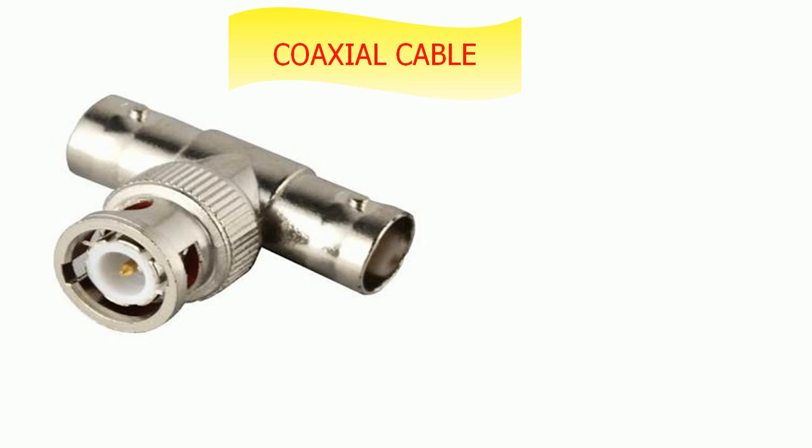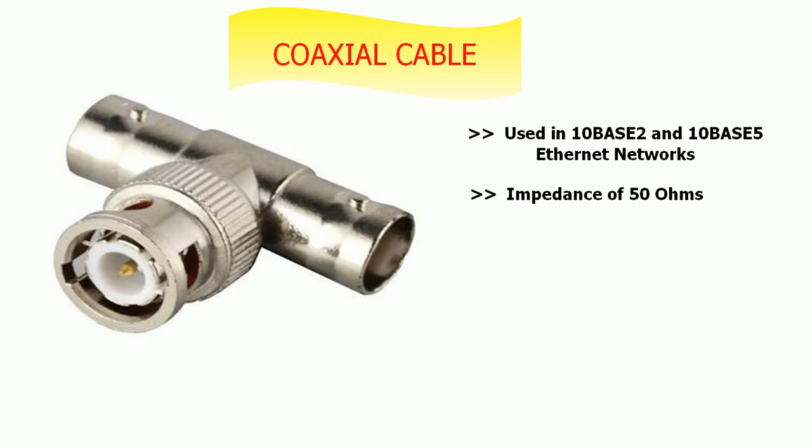Coaxial cable was seen a lot in the early days than we see it today. It was quite famous in the early 90s. It was used in 10Base2 and 10Base5 Ethernet networks. What you see on the screen is called a T-connector. The cable that comes from our PC, we would take it and push it into the T-connector to lock it in. The coaxial cable used in our networks has an impedance of 50 ohms.